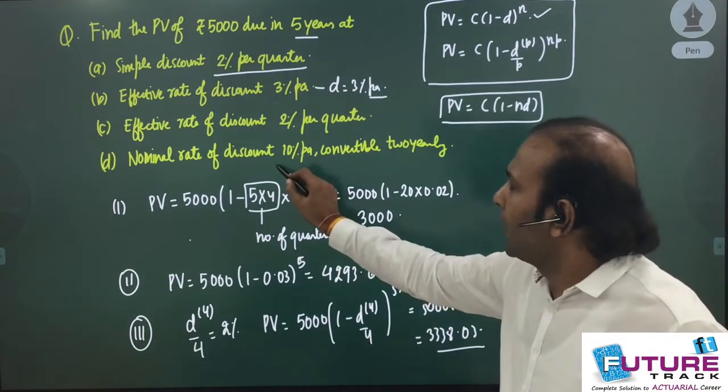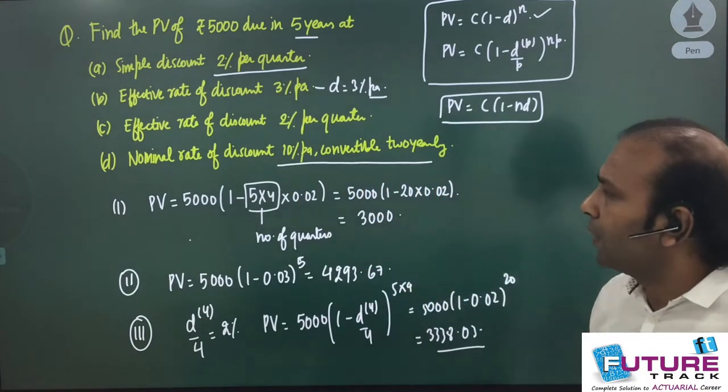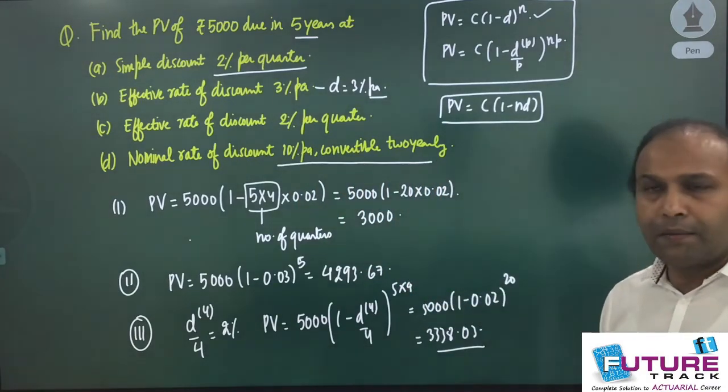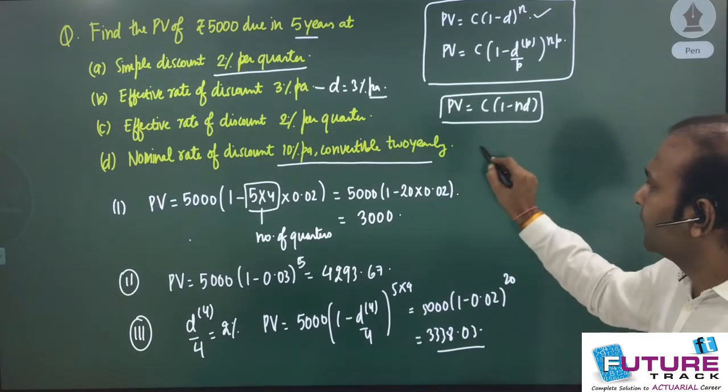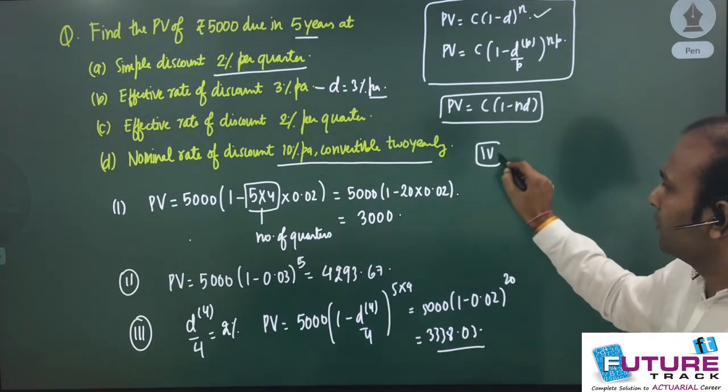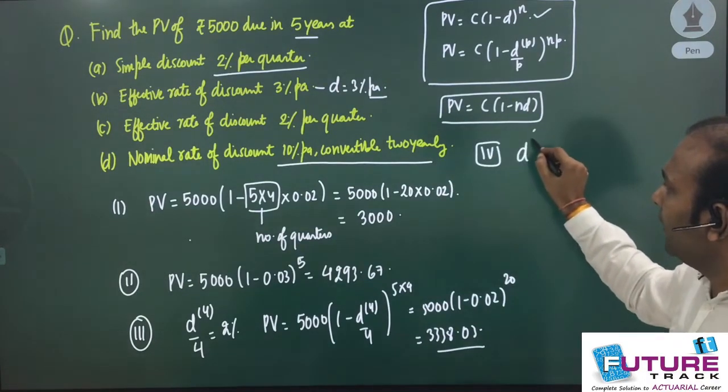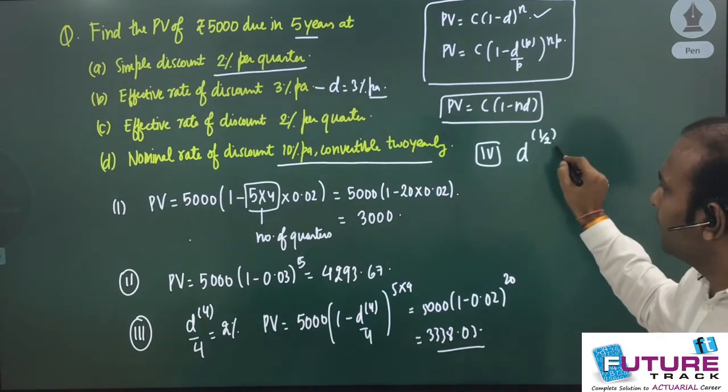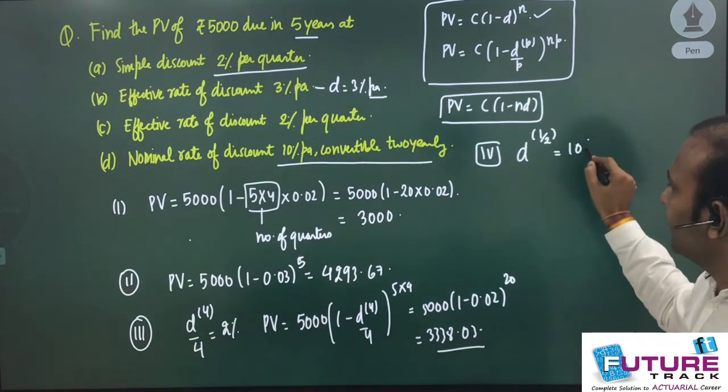Now class, last part says nominal rate of discount 10% per annum convertible 2 yearly. So convertible 2 yearly, so it is D^(1/2) is 10%.